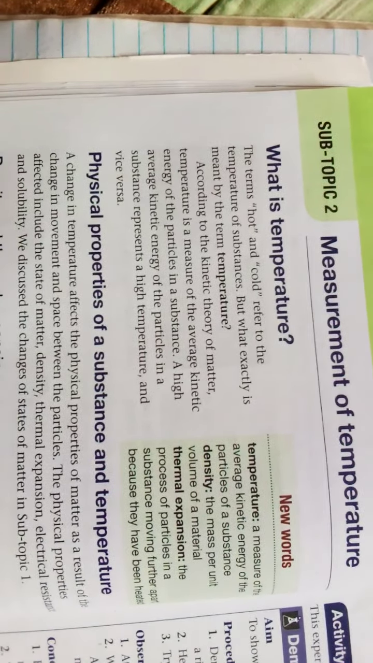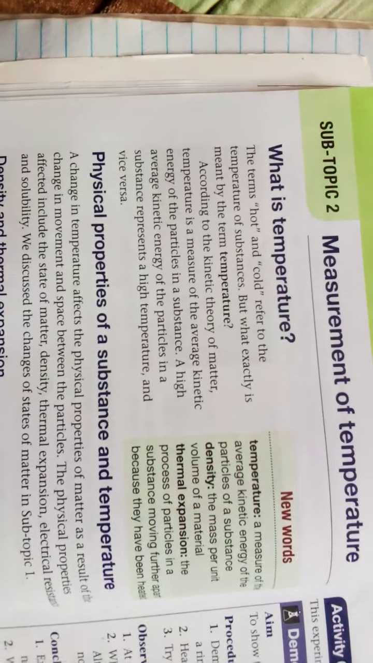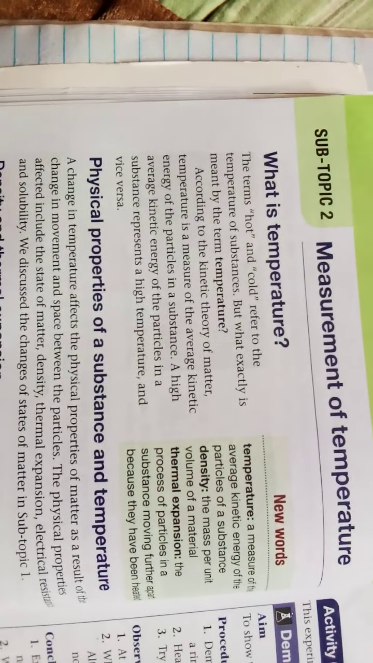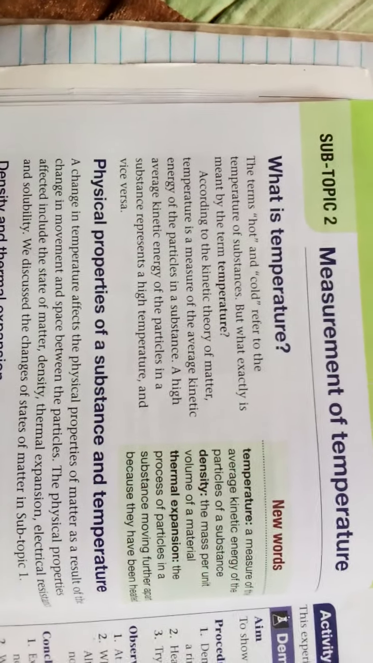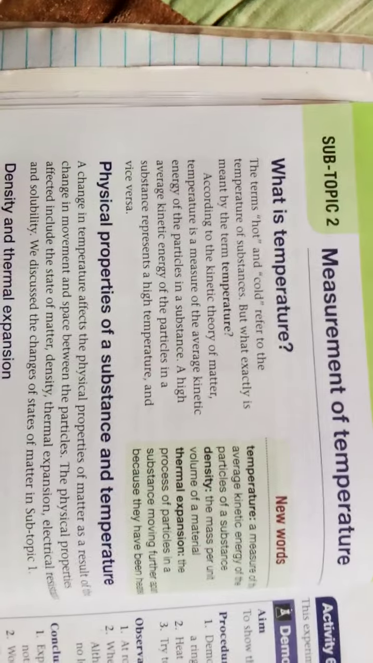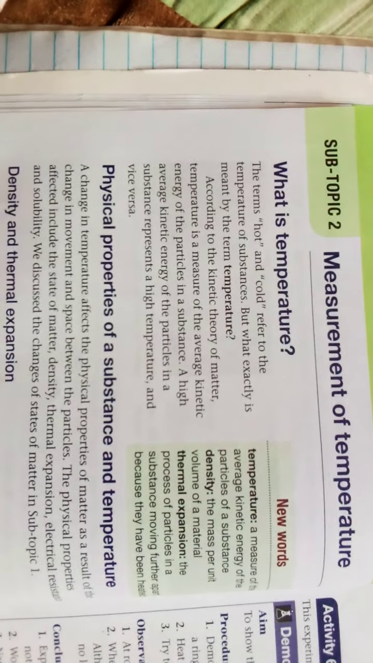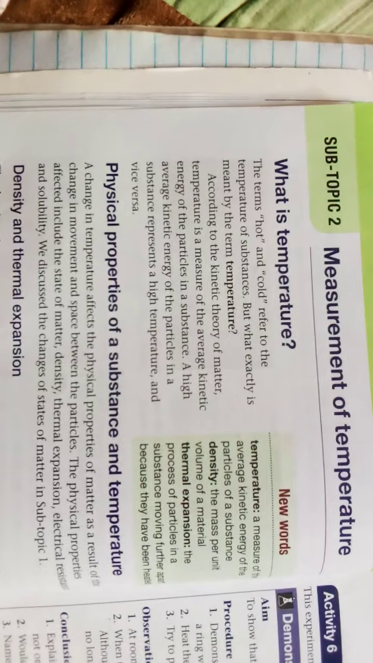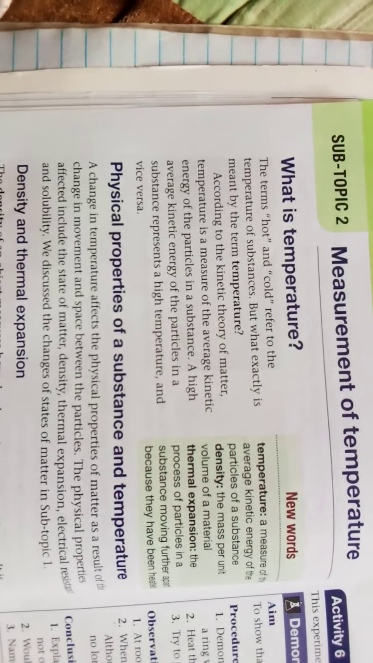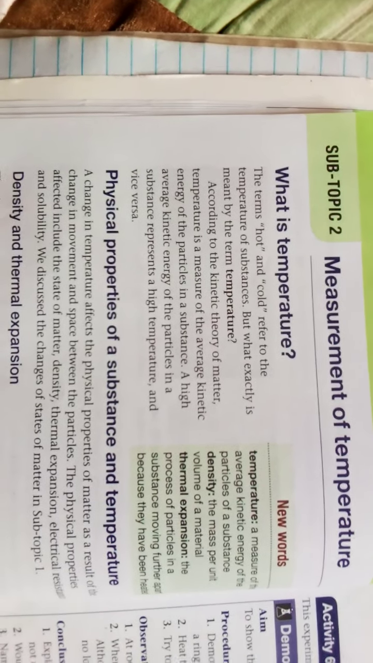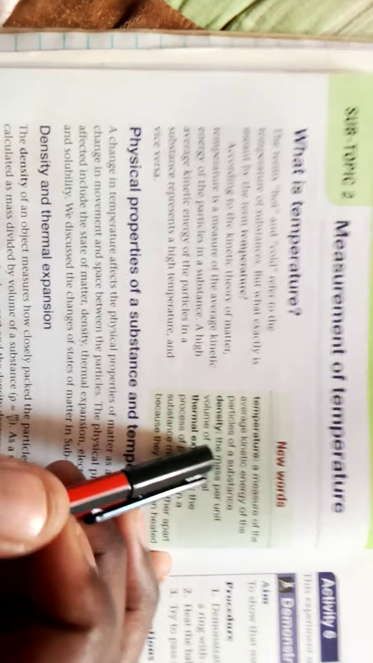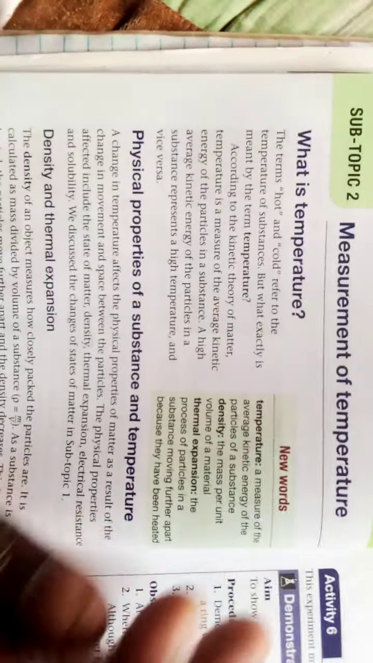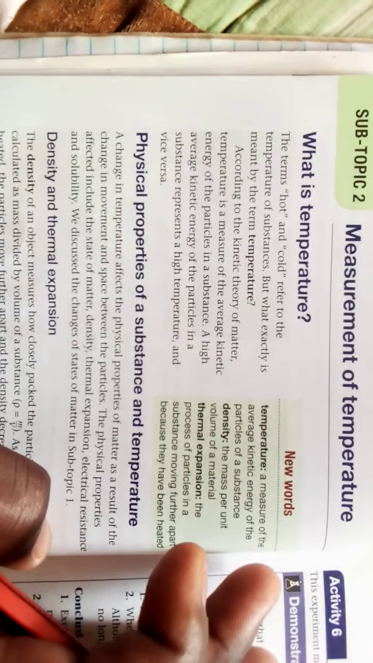So back then, we used to know that temperature is the measure of coldness and hotness of a substance. But at this stage, when we're talking about how cold or hot a substance is, we are looking at how much average kinetic energy it has. So simply put, temperature is the measurement of average kinetic energy of particles of a substance. That is the definition of what temperature is.